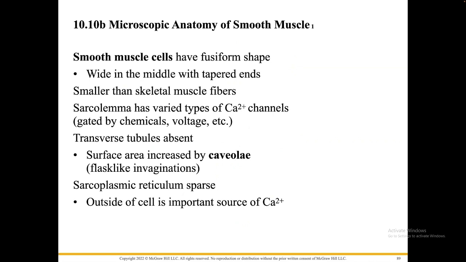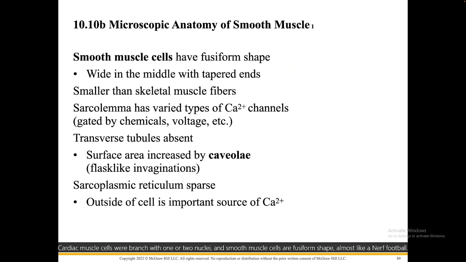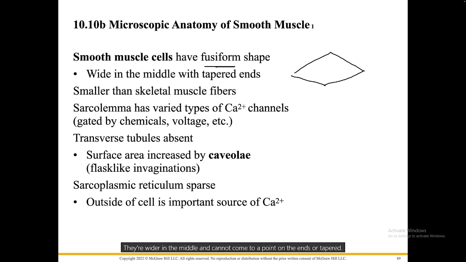Smooth muscle cells also have a unique shape. We said voluntary muscles were really long with multiple nuclei. Cardiac muscle cells were branched with one or two nuclei. And smooth muscle cells are fusiform shaped, almost like a Nerf football. They're wider in the middle and kind of come to a point. The ends are tapered. They're going to have one nucleus right in the middle.